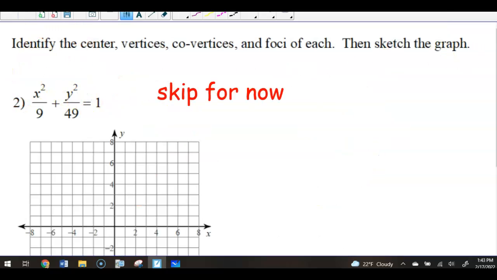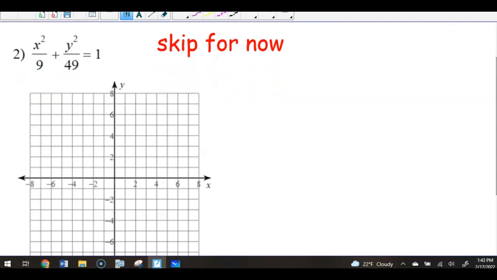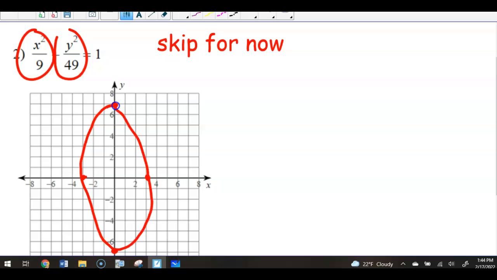So let's get to this one. We maybe skipped this one on the notes, so quickly just reviewing what this is all about. Under the x is a 9, so the square root of that is 3. We go 3 each way. Under the y is a 7 squared, so we go 7 each way. And I should have mentioned because there's no minus h or minus k on the top, we're just centered at the origin. So, there's a really badly drawn ellipse.